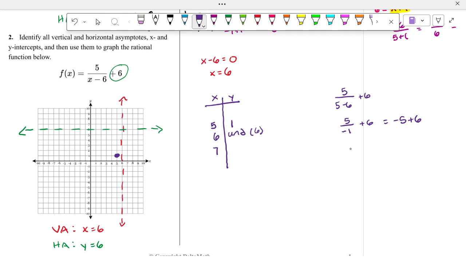All right, now 7. So I have 5 over 7 minus 6 plus 6. So this will be 5 over 1 plus 6, which 5 over 1 is just 5, plus 6 is what? 11. Now it goes off the graph a little bit, but it's only one more, so you can just add the notch. So this will be 7, 11. So right here.